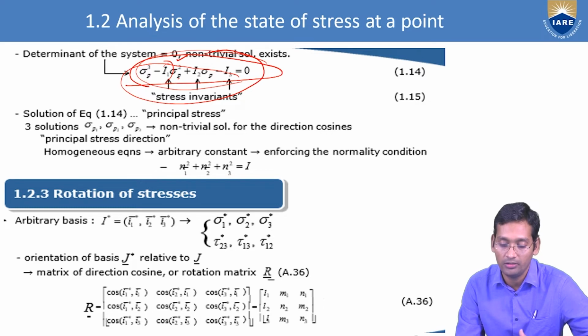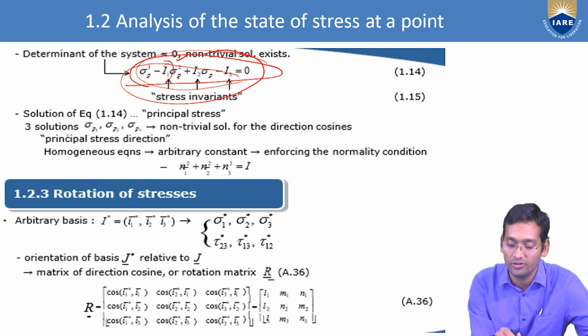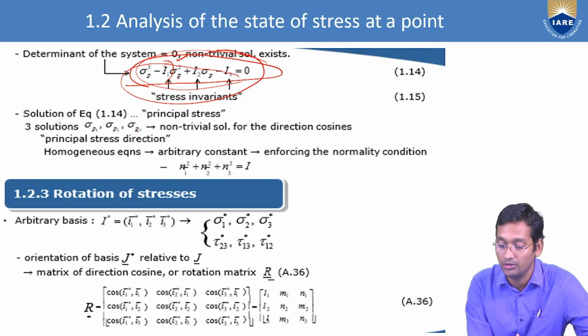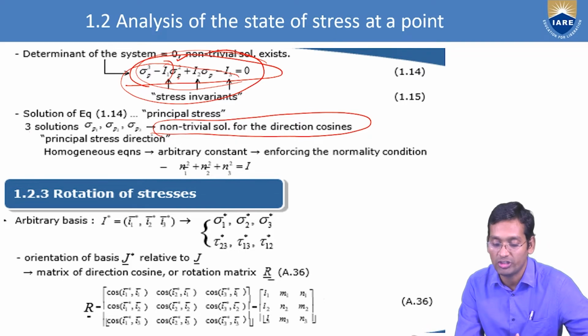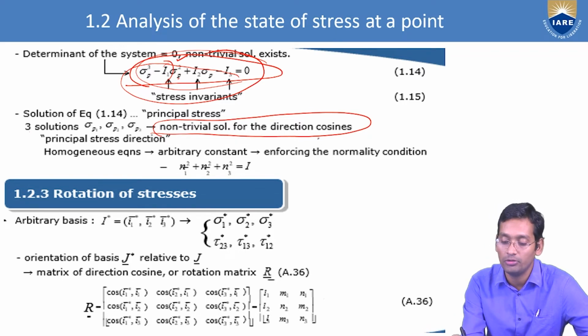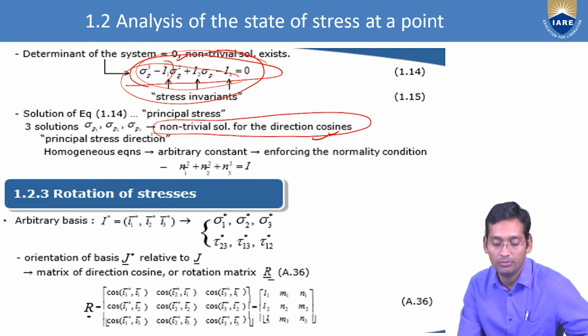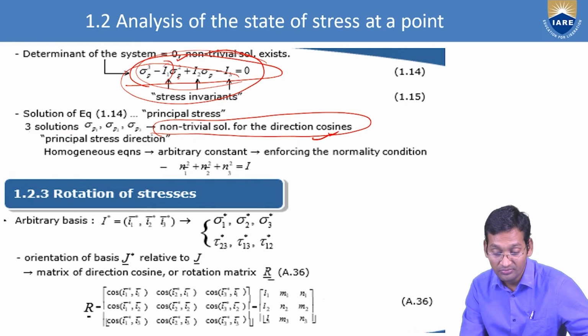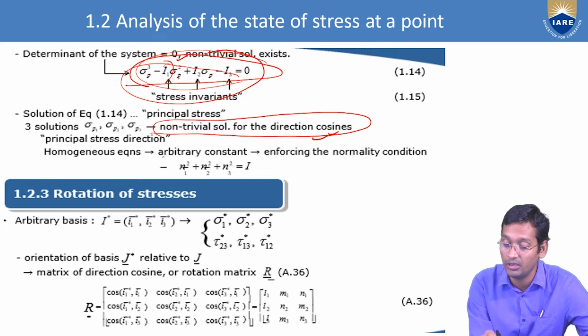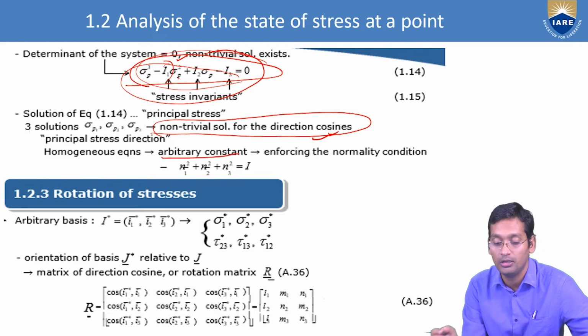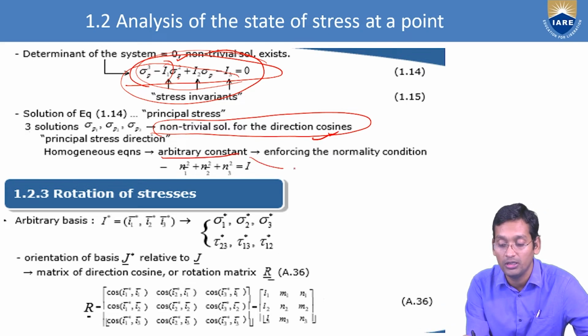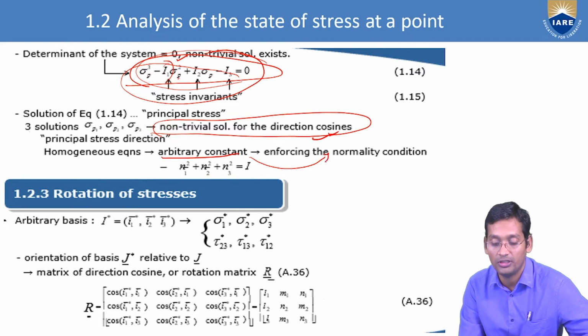Okay, how many non-trivial solutions? It is 3. So just 3 solutions, sigma 1, sigma 2, sigma 3. So these are non-trivial solutions for the direction cosines. Now, why is the cosine there here? In that particular angle that will be there. Now in case of a homogeneous equation, what happened? An arbitrary constant should be there. That arbitrary constant, what happened? Enforcing the normality condition with that whatever.